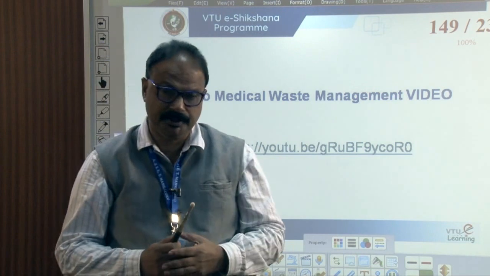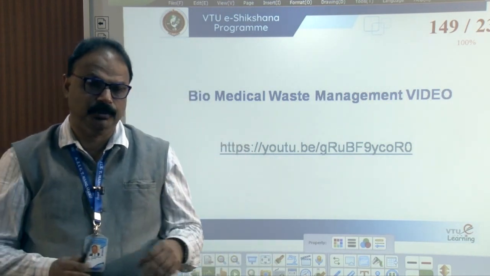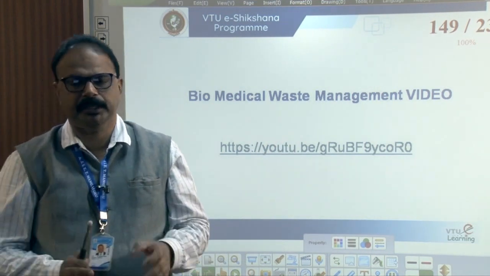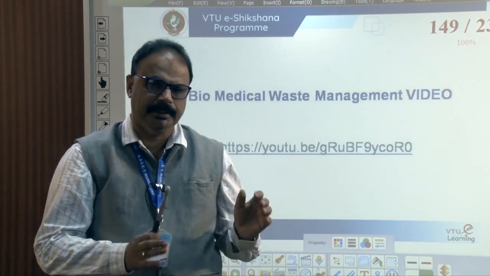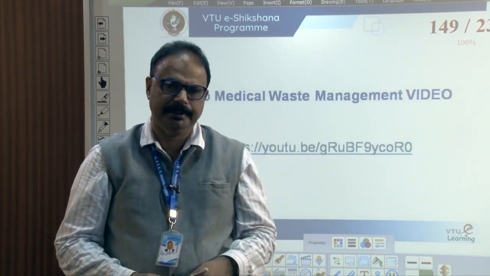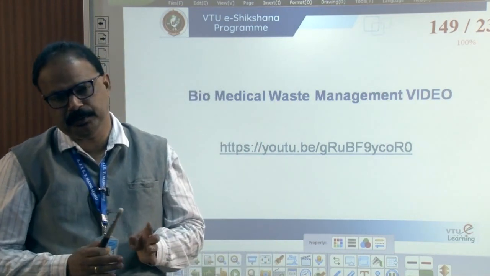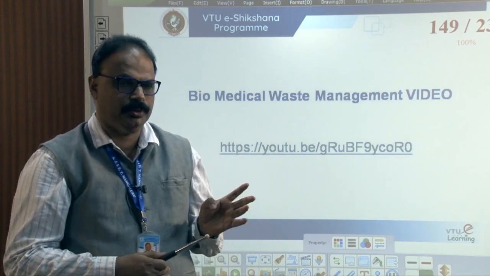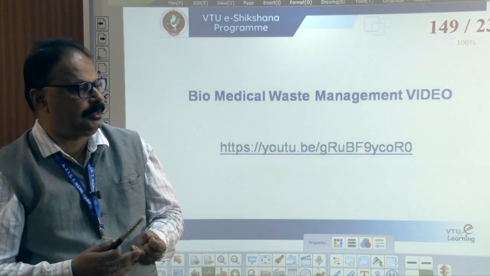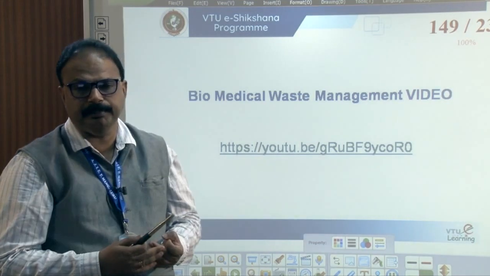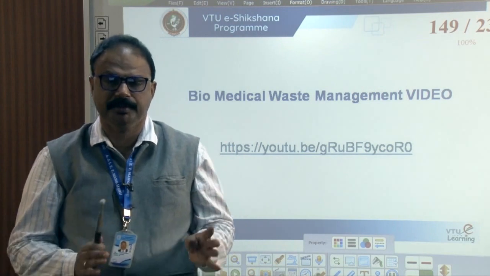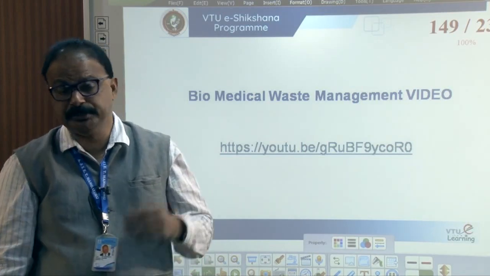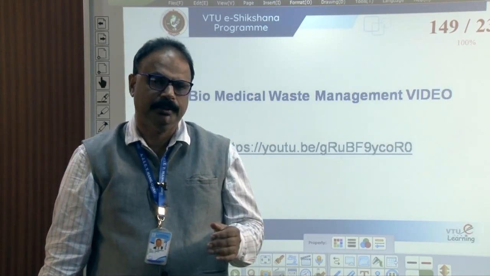What are the types of the waste? Also, I told what the types are. What are the types of the container used? Different color containers we are using, and the waste should be put only in its container. It is collected in a safe way and treated in different ways, as I told: chemical, biological, thermal treatment, and also disposing is one of the important methods.